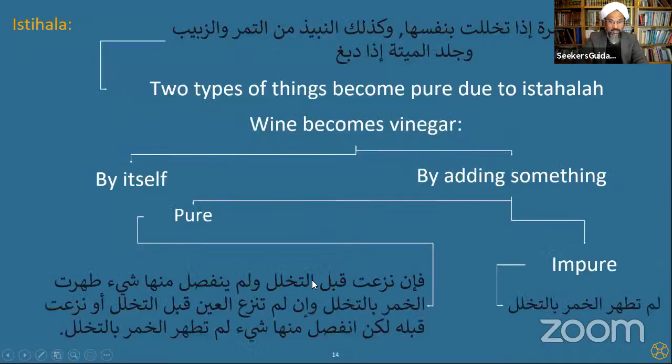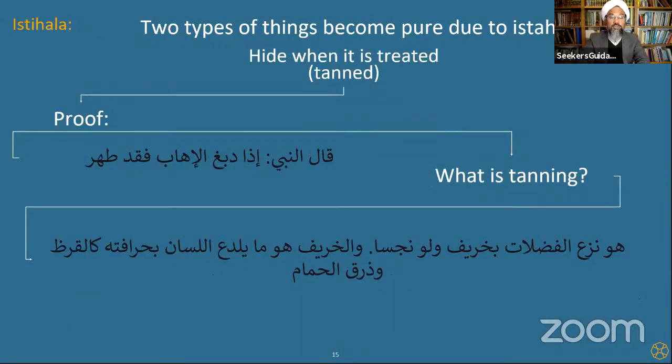Allow me just to go back and do justice to the Arabic text here. It says, if you add a pure additive, فَإِن نُزِعَتْ, if it's taken out, قبل التخلل, before that wine becomes vinegar, وَلَمْ يَنْفَصِلْ مِنْهَا شَيْءٌ, and that additive hasn't dissolved in any way or no part was separated from it, طَهُرَتِ الْخَمْرُ بِالتَّخَلُّل, then that wine will be rendered pure when it changes into vinegar. وَإِن لَمْ تُنْزَعْ قَبْلَ التَّخَلُّل, if that additive is not removed prior to the wine becoming vinegar, أو نزعت قبله ولكن انفصل منها شيء, or it was taken out prior to the wine becoming vinegar, but a part of it had already dropped and dissolved, then لم تطهر الخمر بالتخلل, that wine would not be considered pure when it becomes vinegar, and Allah SWT knows best.